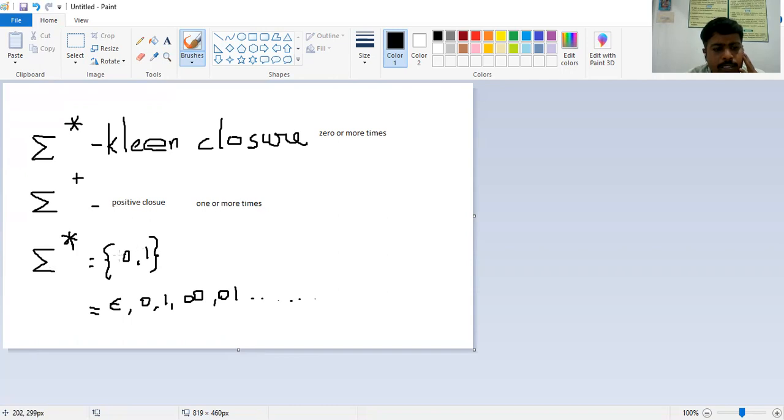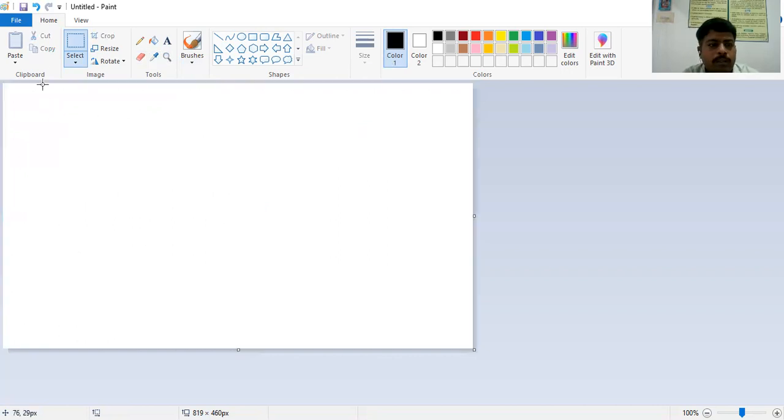Or else, to understand better, consider one more example. Now the alphabet power star, this is what? Kleene closure. Okay, so now I represent the input symbol 0.